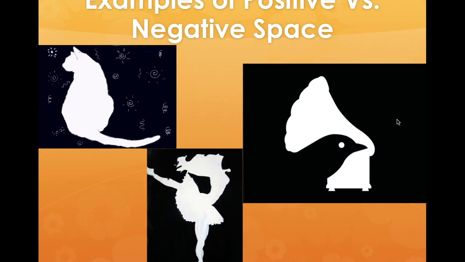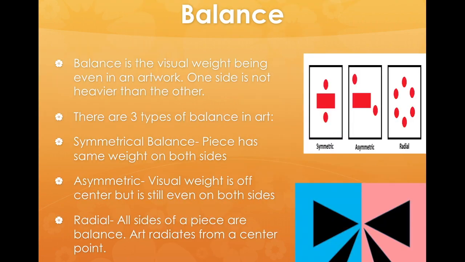8th grade, balance. So there's a couple different types of balance, but let's first define what balance is. Balance is the visual weight being given in an artwork. I'm going to have to fix that spelling. One side is not heavier than the other, so it's the same on both sides, especially when we have our first type of balance, which is symmetrical balance. And the piece has the same weight on both sides, so if we put a line straight down the middle, we would see the same amount of weight on both sides.